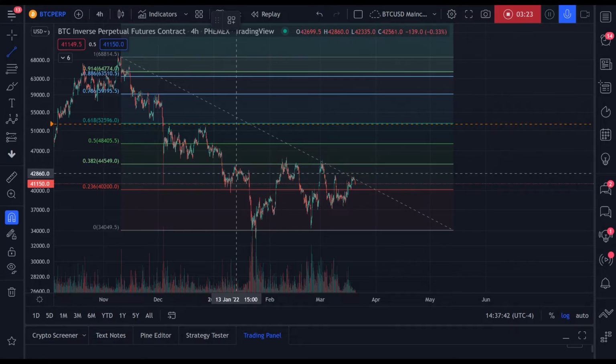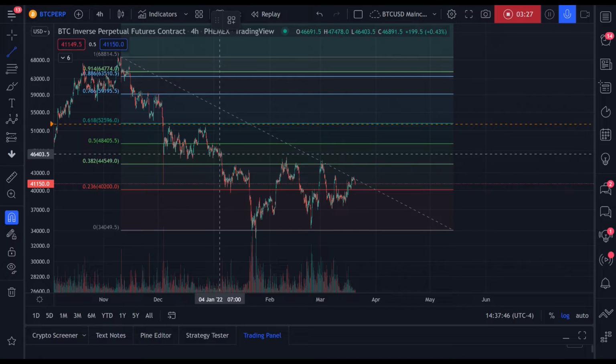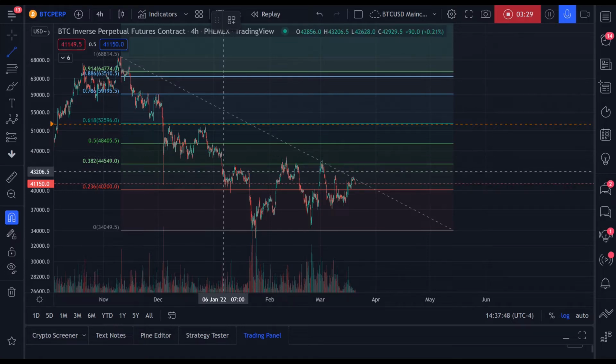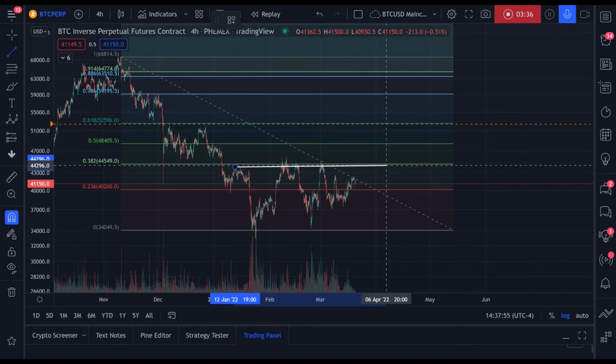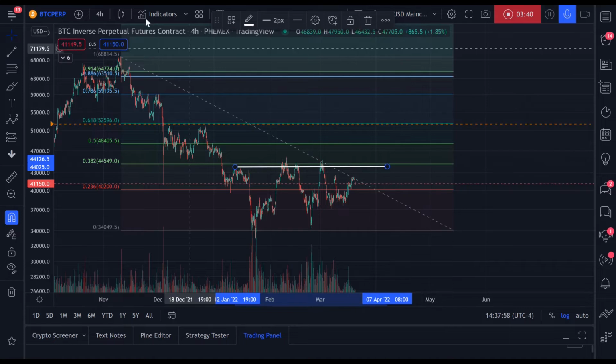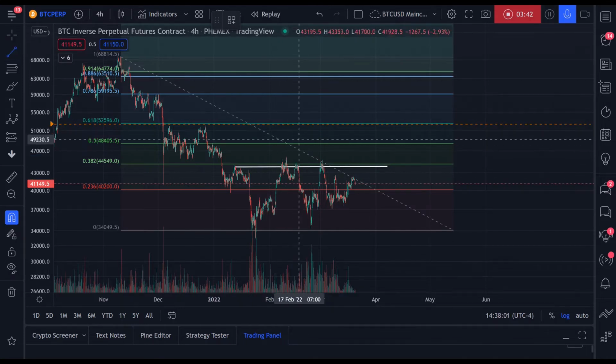Obviously, we may get a wave 4 correction, but that's just a correction between the 236 and 382 of wave 3. So I'm not personally touching my trade, all right? I'm planning to only take profit once we get to the end of wave 5, and I believe the end of wave 5 will be right here, all right?